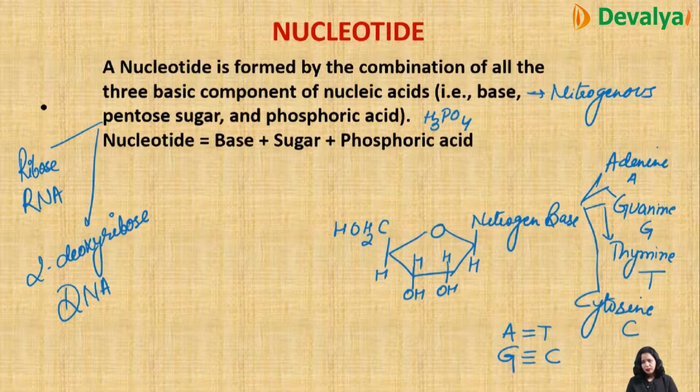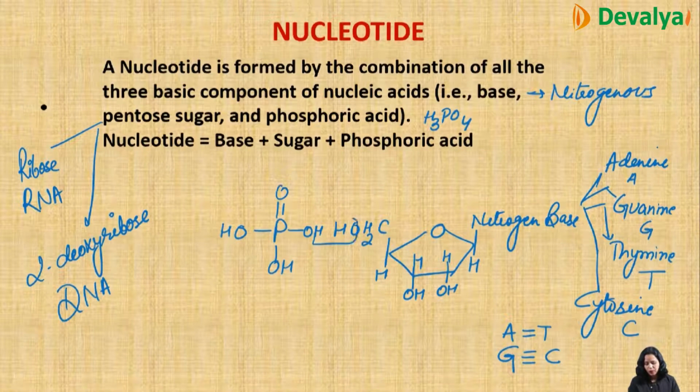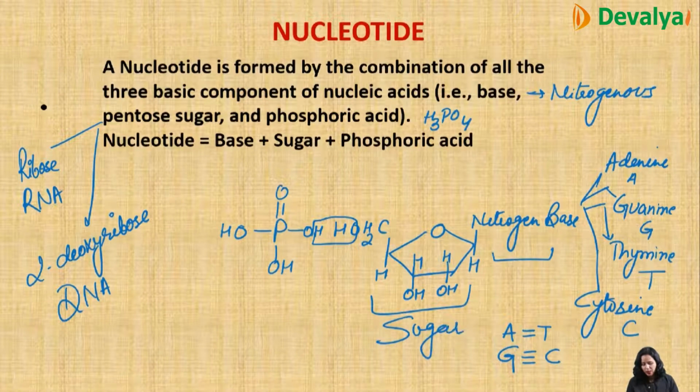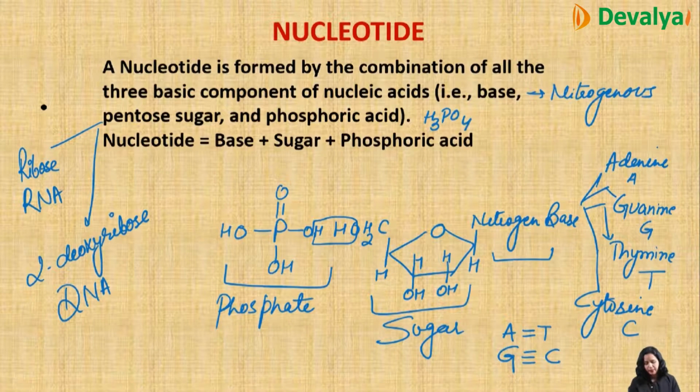In this there is a phosphate unit, that is P double bond O, OH, OH, OH. Either you write OH or O negative. Then the water is removed here and they combine through the oxygen. So this is the nitrogenous base, this is the sugar, and this is your phosphate unit. So when all these three combine with each other, they form a nucleotide.